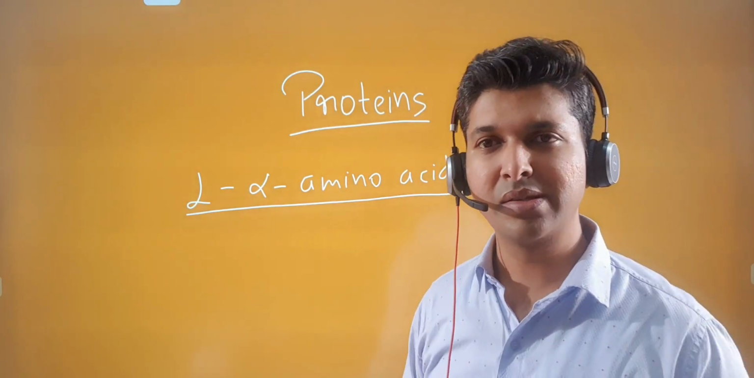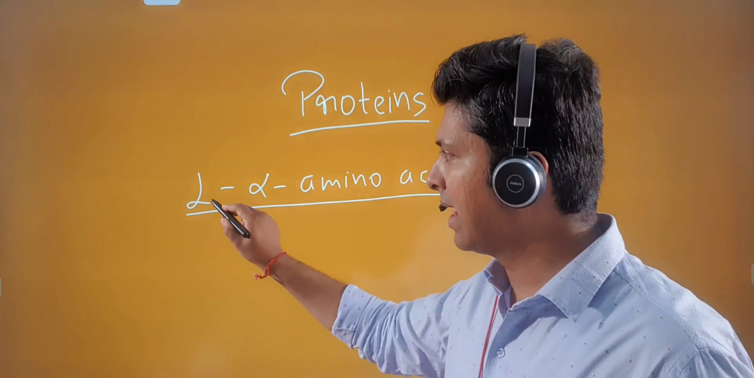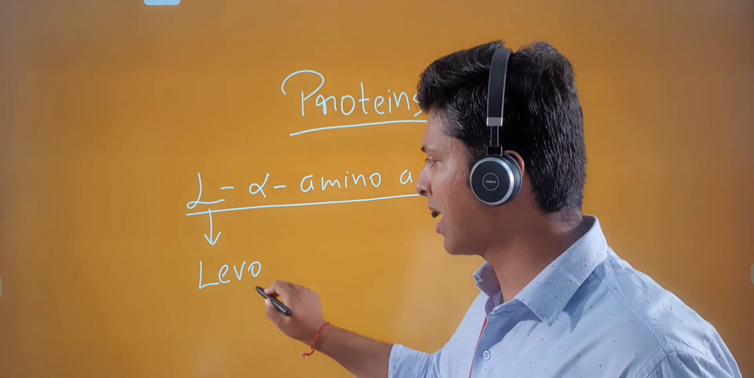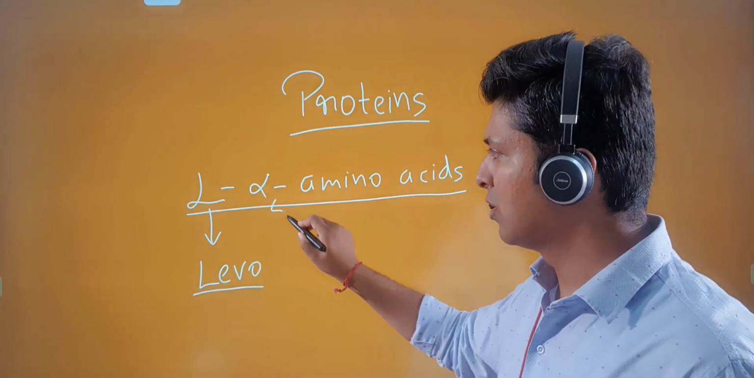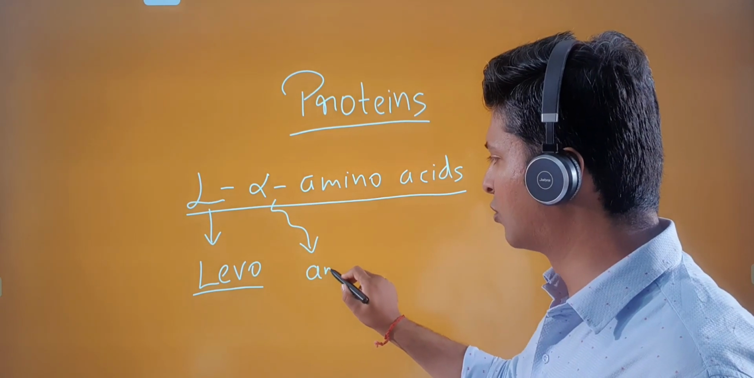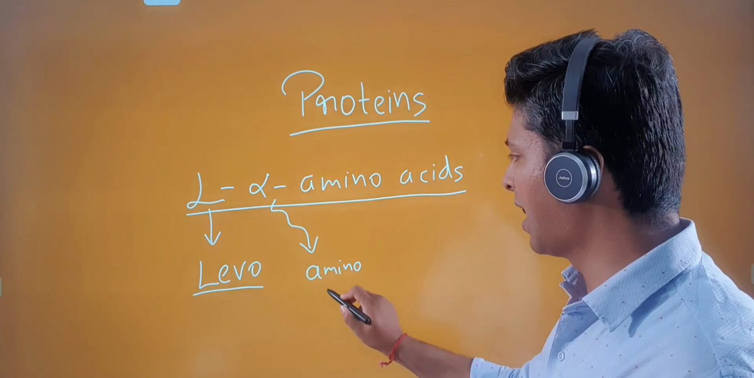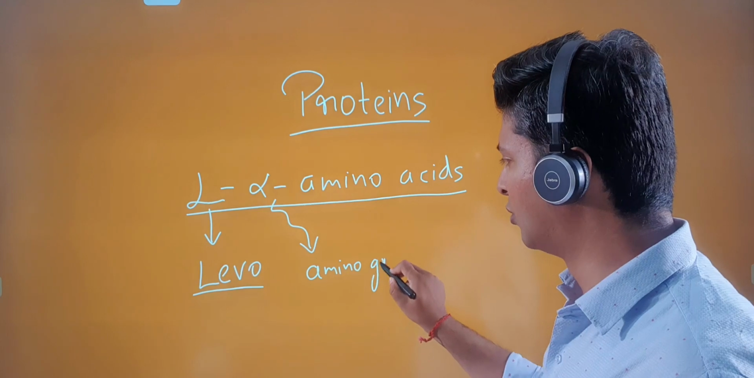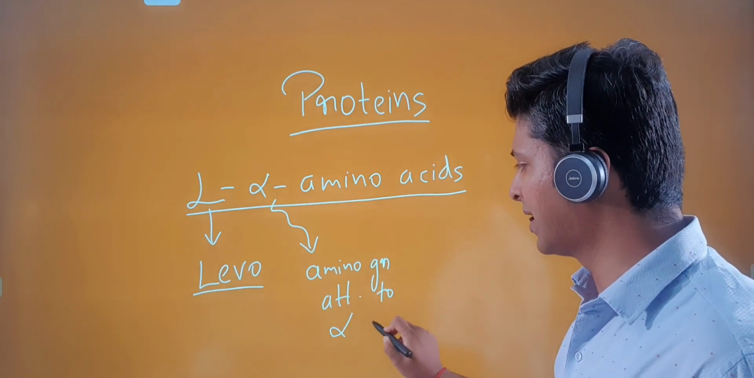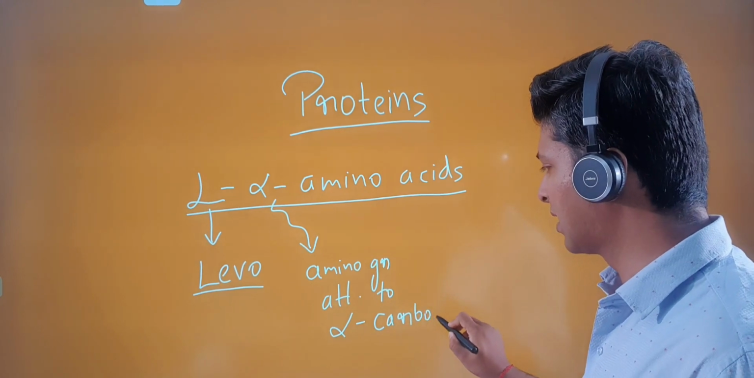Now let us see what is the meaning of L alpha. What is the meaning of L? L means levo. That means your amino group should be on the left hand side. What do you mean by alpha? Alpha means the amino group is attached to the alpha carbon. Now let us see what the alpha carbon is.